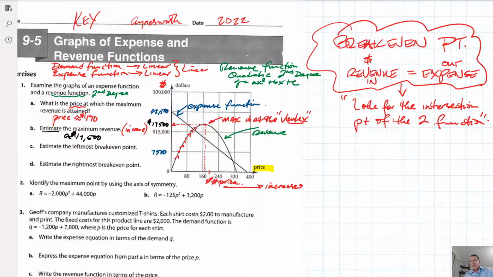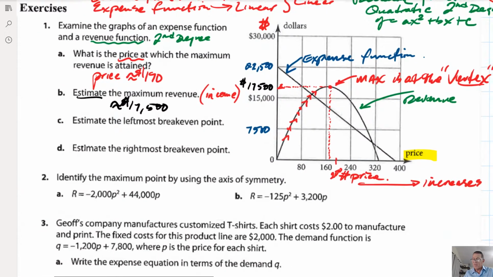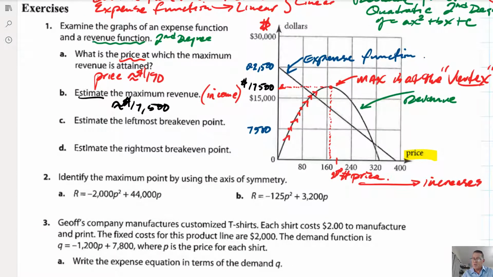Now, in this case, we have two break-even points. So let's go back to the graph and take a look at this. Let's highlight them. We have two break-even points, one at A and one at B. A and B are break-even points. Now, it asks for the leftmost one, and the leftmost one is at A, and it asks you to estimate it.